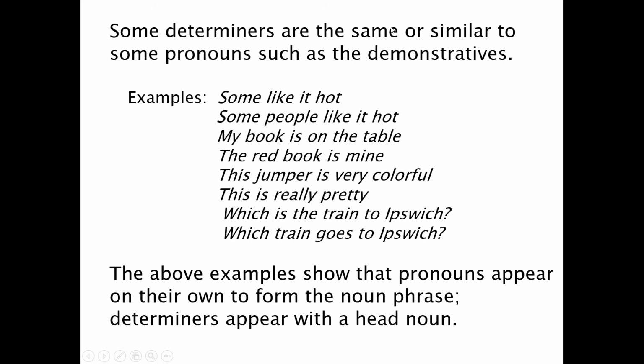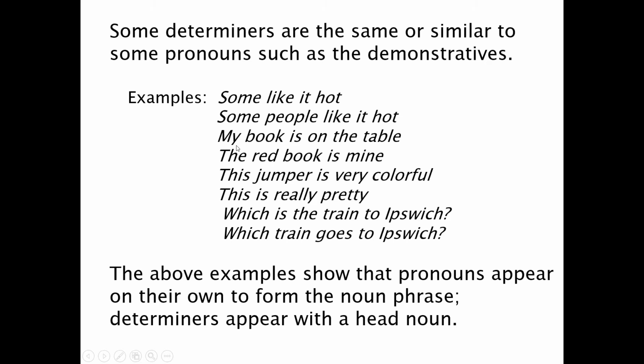Some determiners are the same or similar to some pronouns, such as the demonstratives. Example, some like it hot. Some is a noun phrase. It means that some people, some children, some teachers, okay, some girls like it, say it. That is an objective pronoun and that is a noun phrase. So some. I don't need to say some people. Some people like it hot.